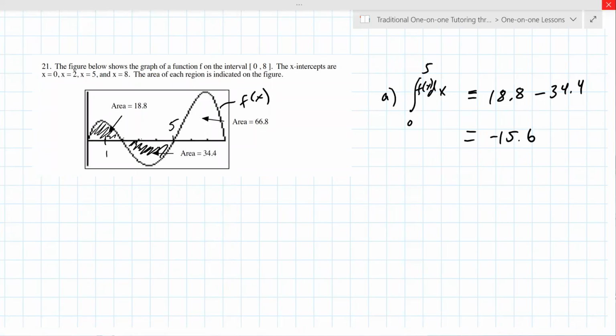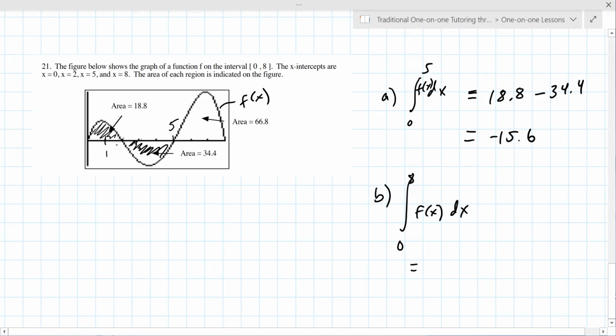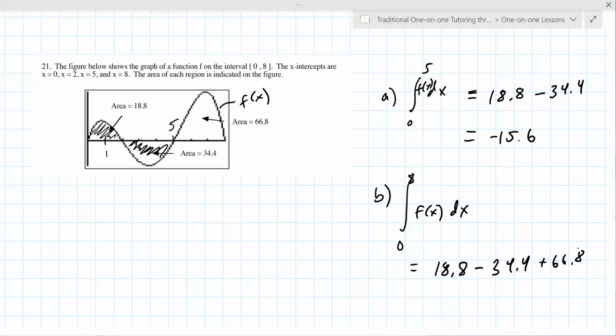Okay, so the next one says the integral from 0 to 8. So part B is the integral from 0 to 8 of f of x dx. So again, you've got that 18.8 above, area below, and then you add the area, 66.8. -15.6 plus 66.8. I get 51.2. Yeah, okay.